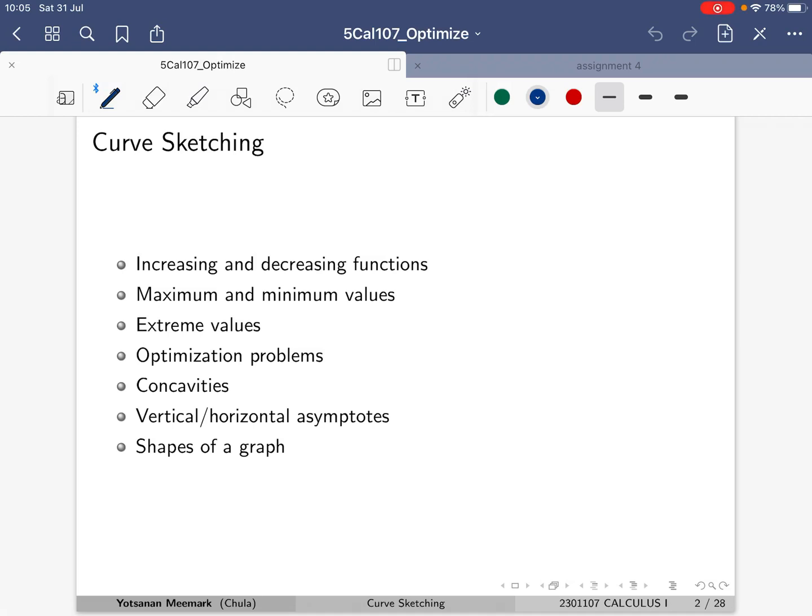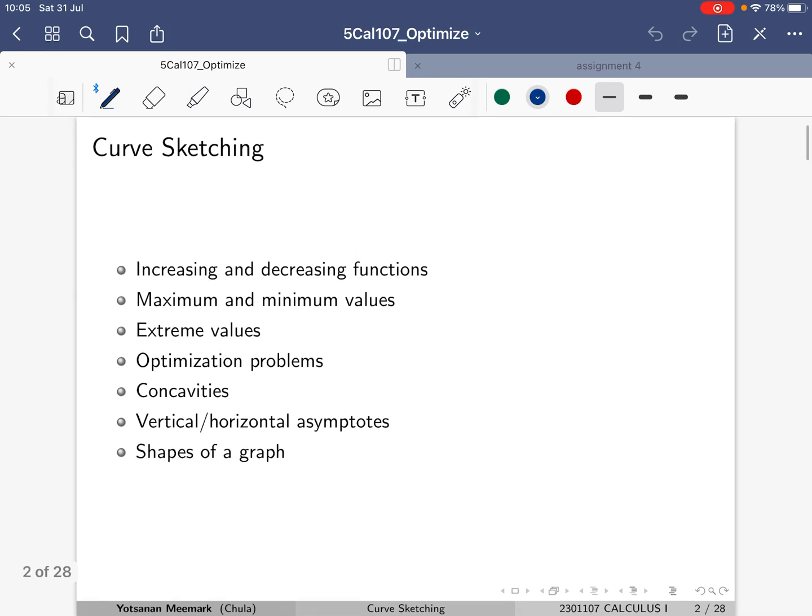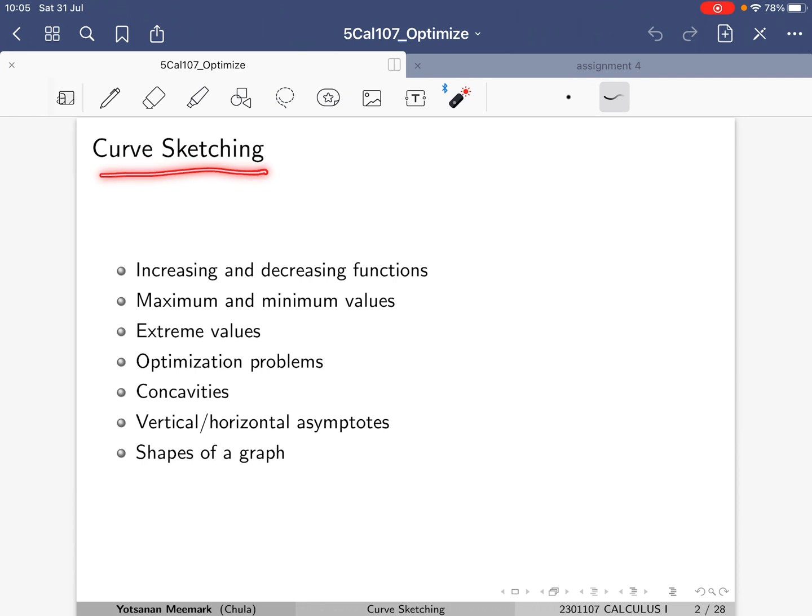Hello everybody, this is the video clip for chapter 3, and we are talking about the applications of the derivative. For this video clip we are going to concentrate on curve sketching. However, before we can sketch the curve, we are going to go through several things first.